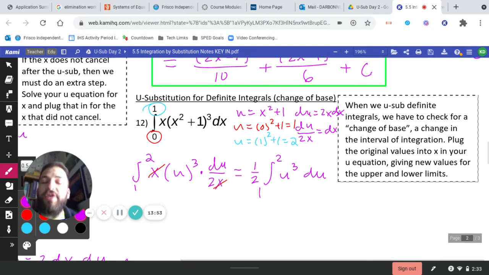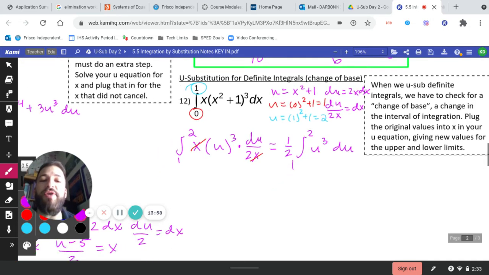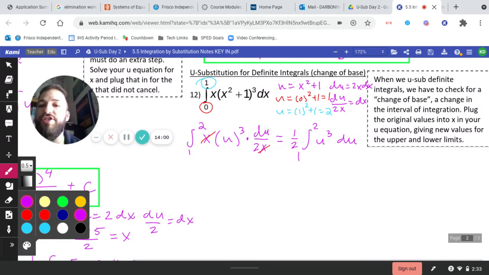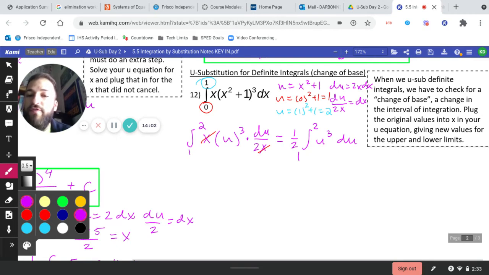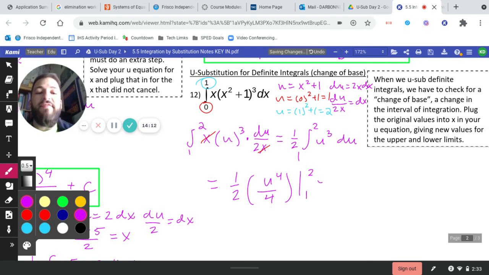So we have the integral from 1 to 2 times 1/2 of u cubed du. This is a super easy integral. The integral of u cubed is just u to the 4th over 4. So 1/2 times u to the 4th over 4, and I'm evaluating it from 1 to 2. So now my f of b minus f of a. Oh, but you might be thinking, but Mr. Arbone, you need to plug back in for u.